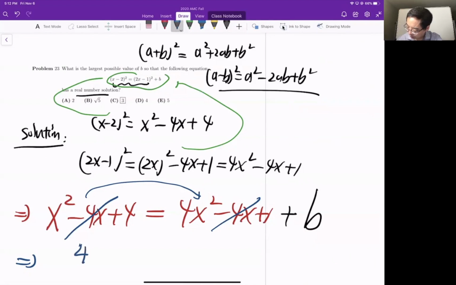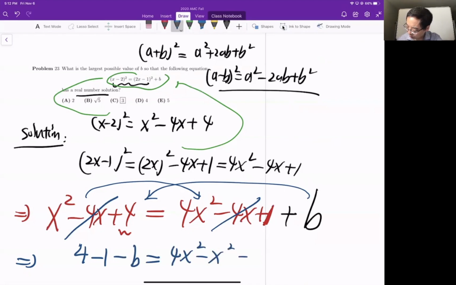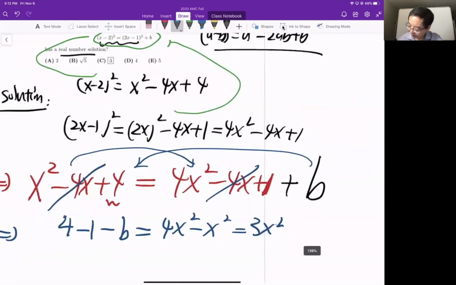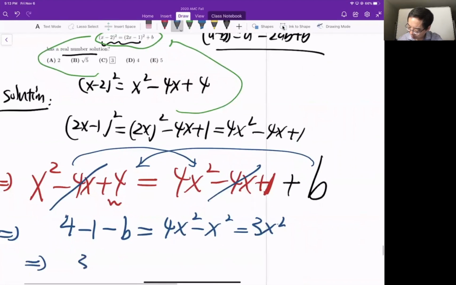So then we just get the b. We move the b to the other side, we get the 4, and there's 1 here. There's also 1 here. So I get 4 minus 1, and then minus b equals 4x squared minus x squared. So that's 3x squared, right? And this is 3 minus b equals 3x squared.